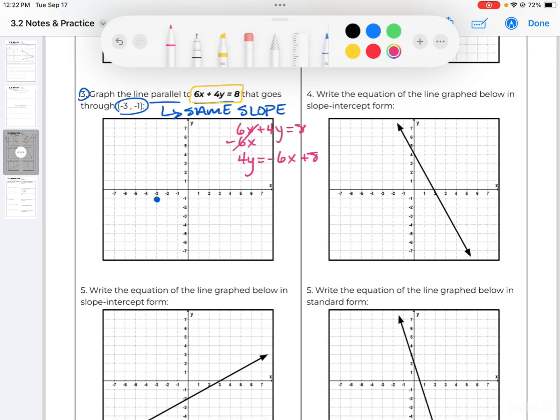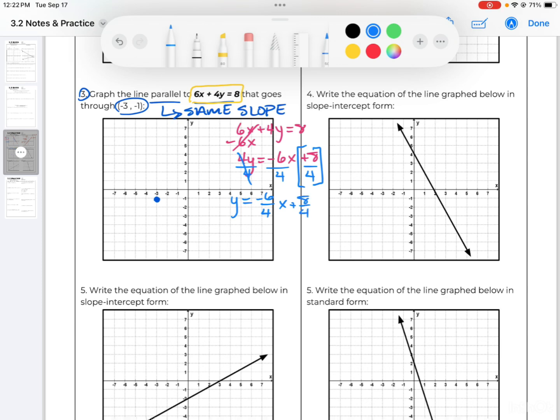The next thing I want to do is isolate the y, which means I've got to get rid of the number in front of it. Right now they're being multiplied, so I'm going to cancel that out through division. If I divide everything on the left side by 4, I've also got to divide everything on the right side by 4, including my whole number at the end. So once I do that division, I've got y equals -6 over 4x plus 8 over 4.